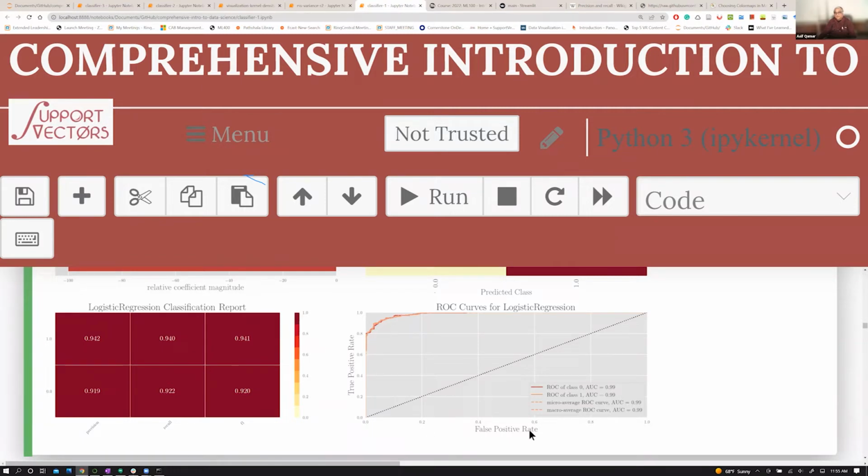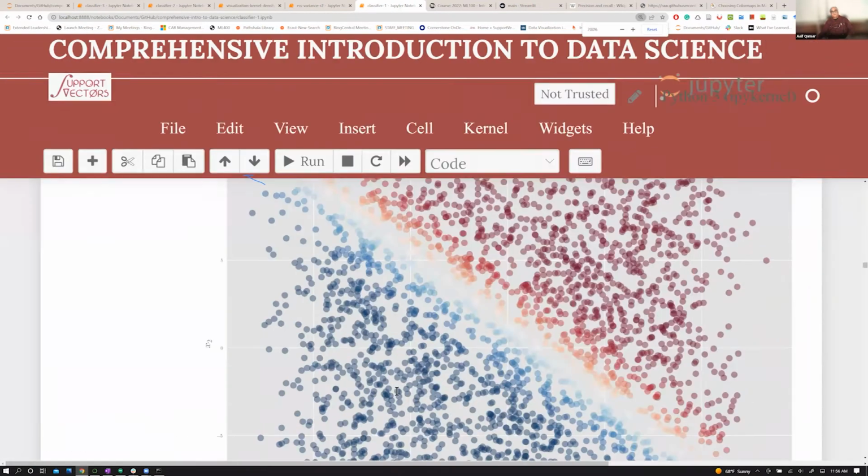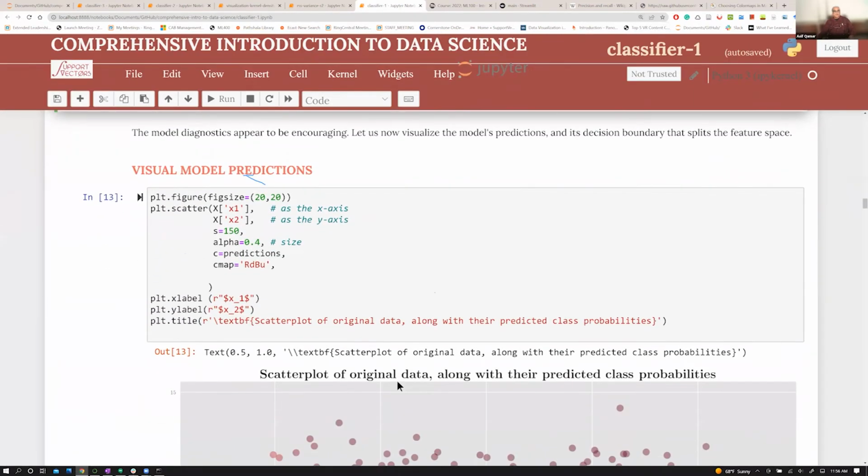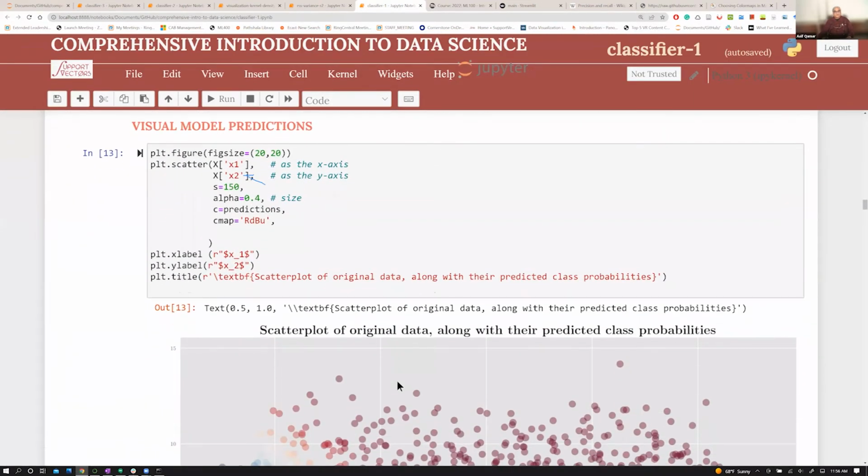Remember, in ROC curves the axes are false positive and true positive. It achieves true positive rate pretty quickly. So now, getting back to zooming out again, let's visualize the model predictions.